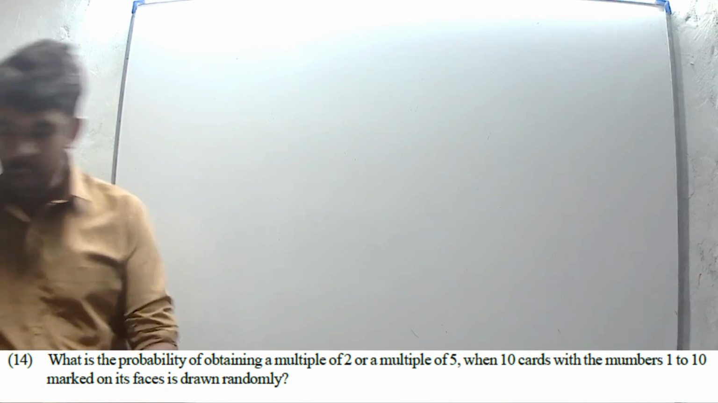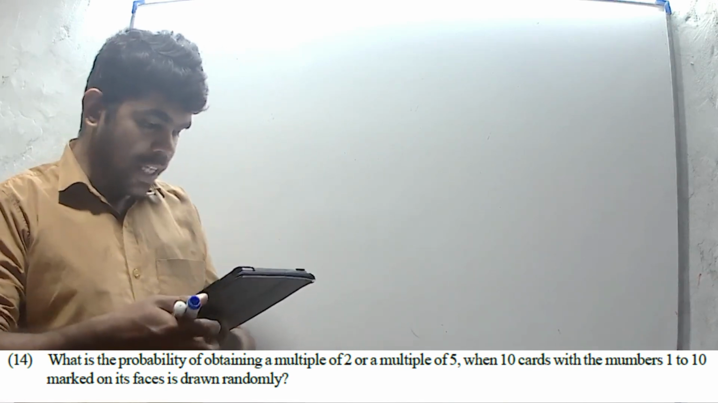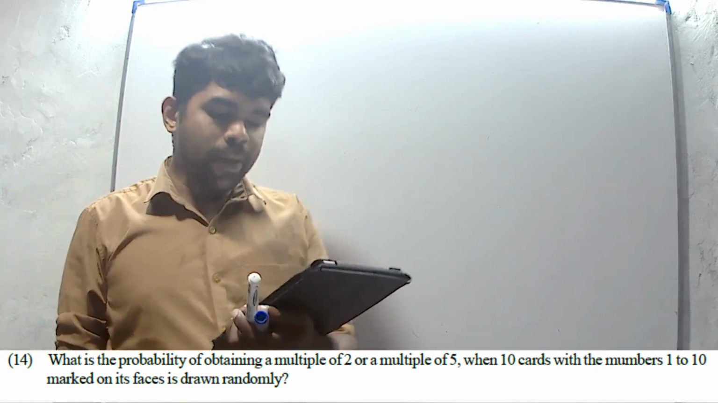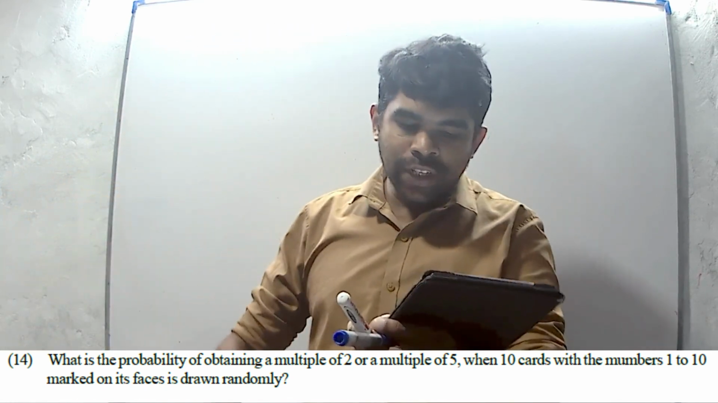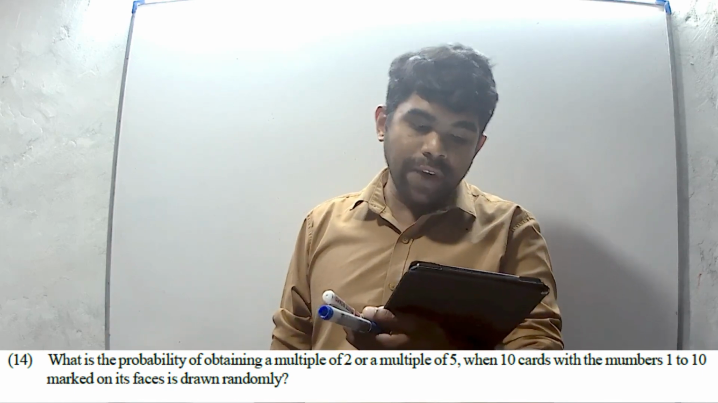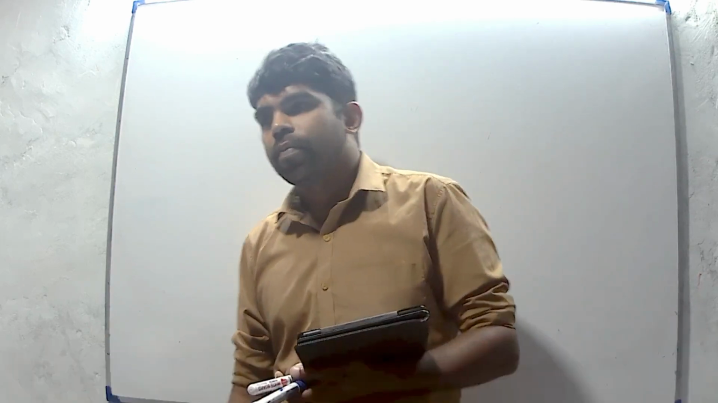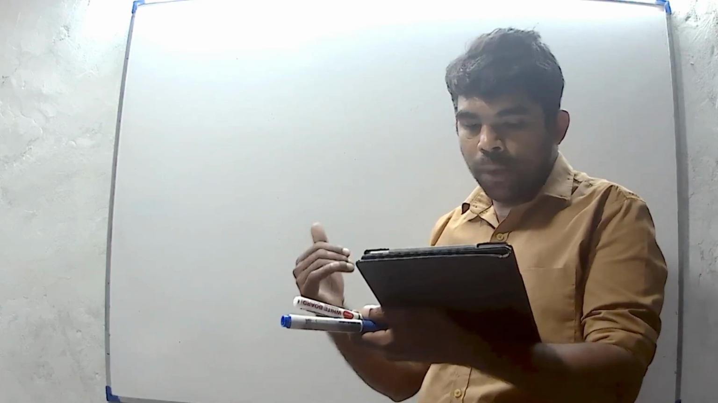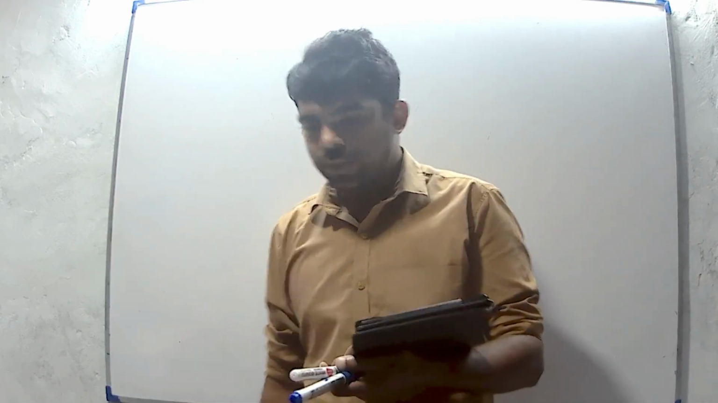In question number 14, what is the probability of obtaining a multiple of 2 or a multiple of 5 when 10 cards with numbers 1 to 10 marked on their faces are drawn randomly? We have to find the probability of obtaining a multiple of 2 or 5.